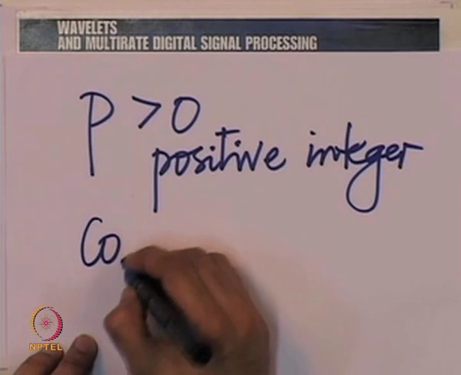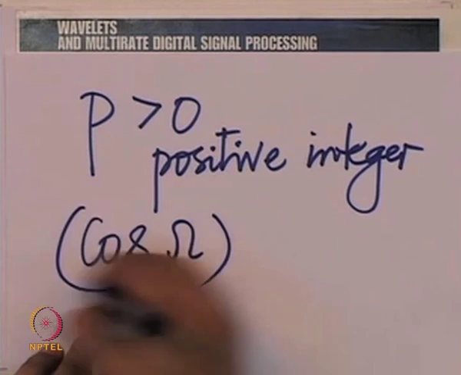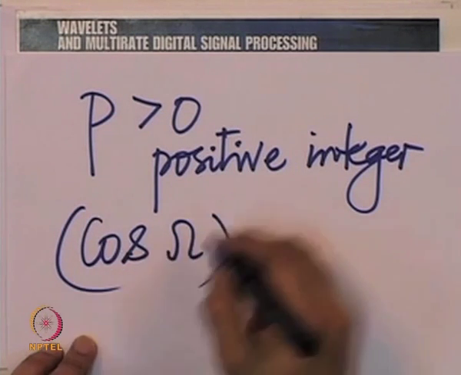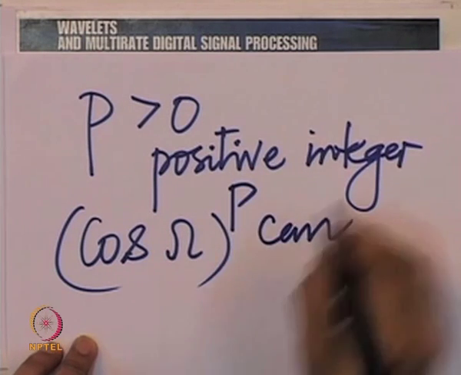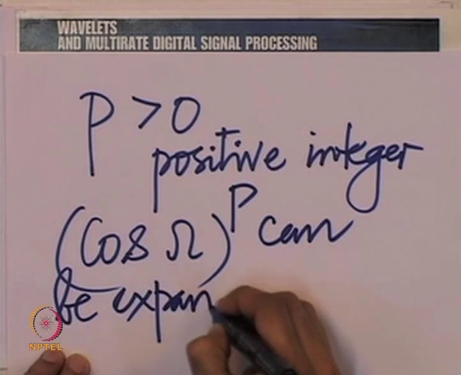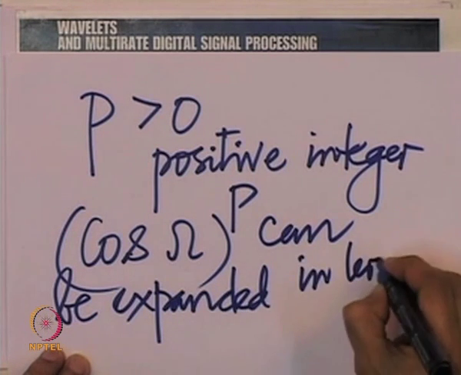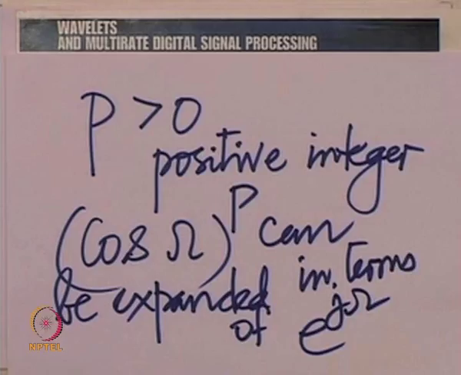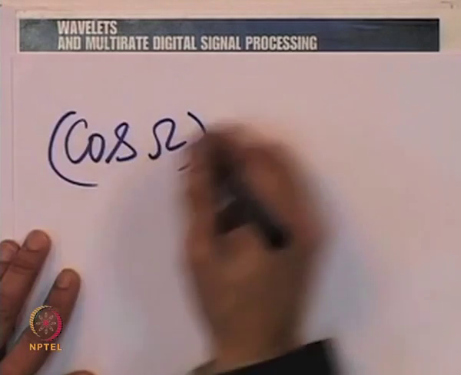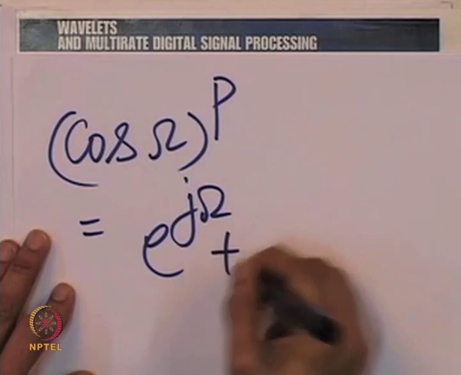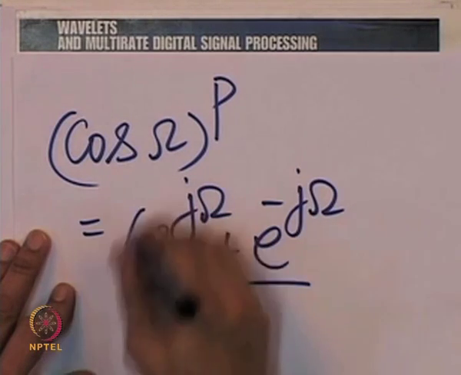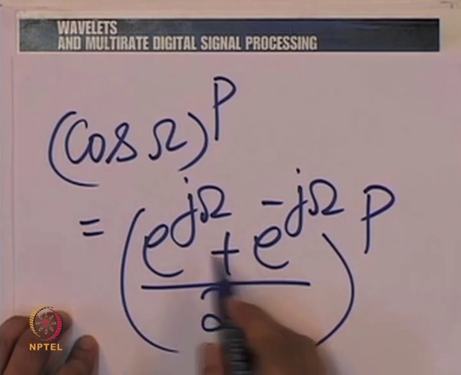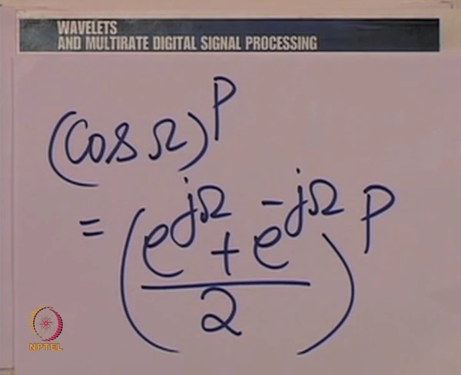Now, it is a basic result in trigonometry or for that matter even in complex analysis that cos omega to the power of p can be expanded in terms of e raised to the power j omega. In fact, we can easily do that. We can simply expand cos omega to the power p as e raised to the power j omega plus e raised to the power minus j omega by 2 to the power p. So it can be expanded as a series in e raised to the power j omega k for integer k.